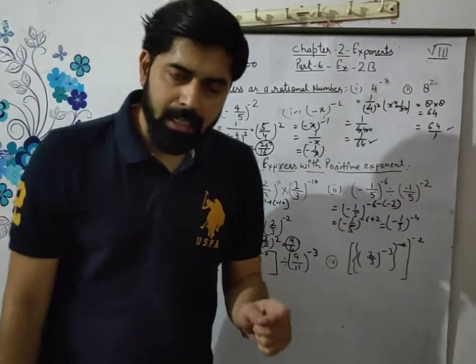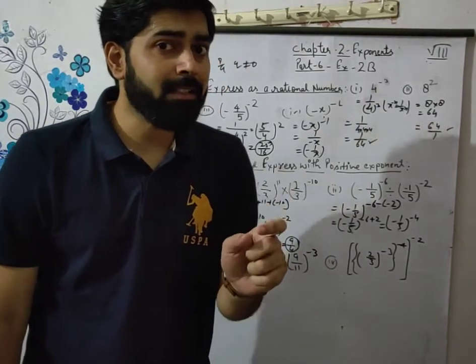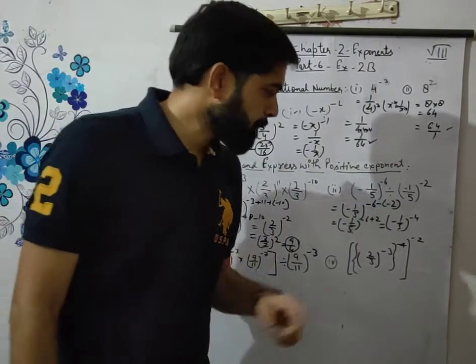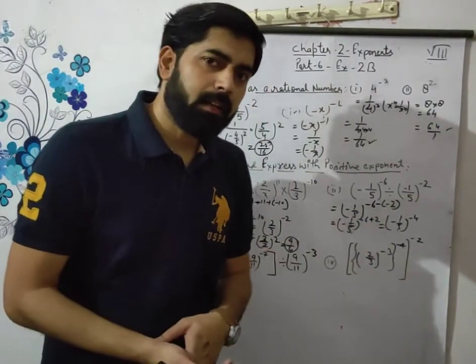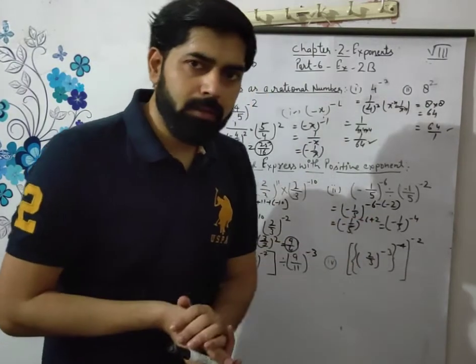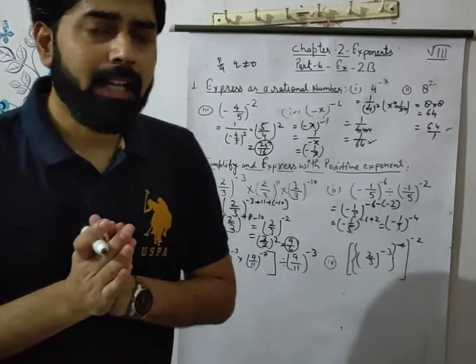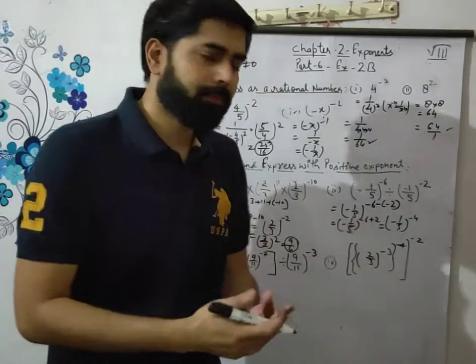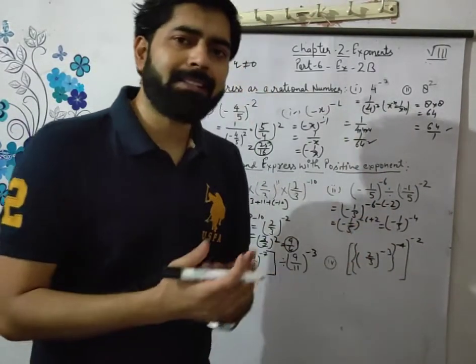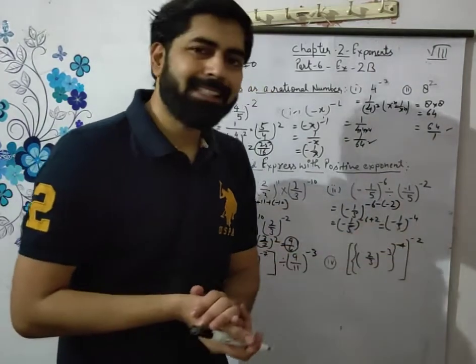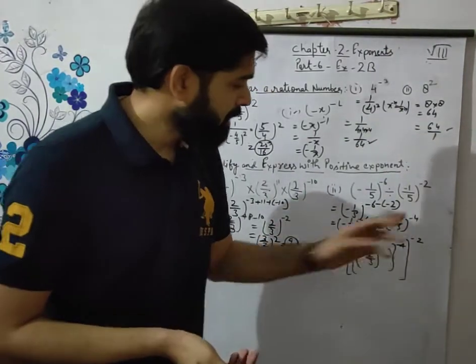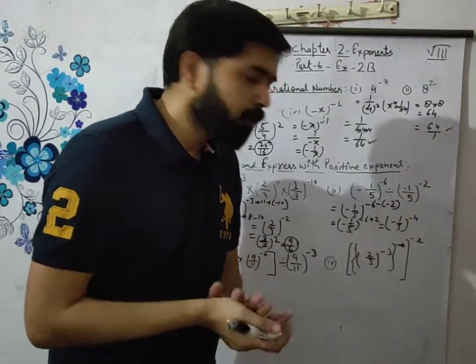Both have different signs, and you know different signs mean subtraction. Subtract the numbers, find the difference of 6 and 2. Then we get 4. And we always use the sign of the greater number. Which one is greater? Here 6 is greater, with the minus sign. So we use the minus sign, and then minus 1 upon 5 raised to power minus 4.